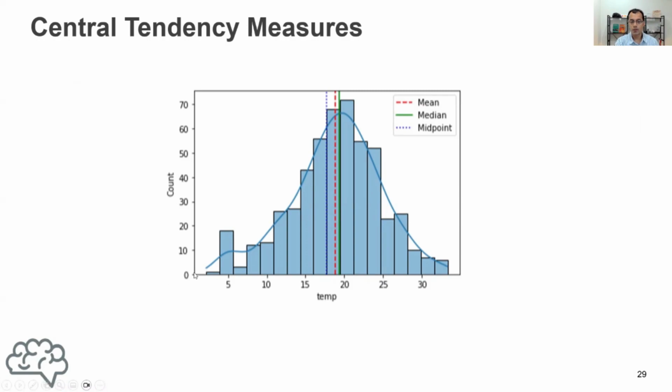Now, consider the case of the histogram or the frequency distribution for the variable temp of the forest fires dataset. I plotted here the mean, the midpoint, and the median in this distribution, and there are some important features that we can observe. For example, though this distribution is almost a normal distribution, it has a small tail to the left. And this small tail to the left makes the midpoint smaller than the mean, and the median greater than the mean as well. So the relative positions of the mean, median, and midpoint give a good indication of the shape of our distribution.